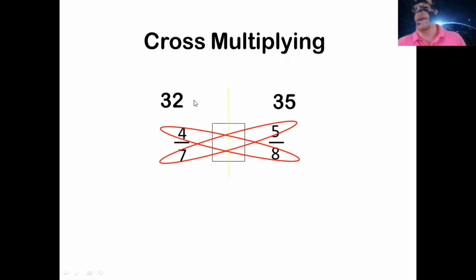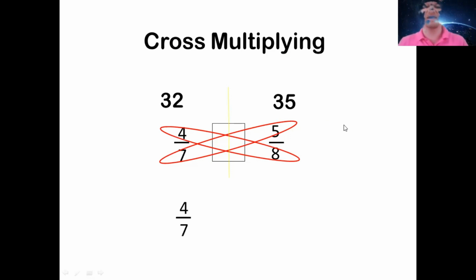And you can see we put the answer above the numerator that we are using to multiply. So in this case, 4 is the numerator, multiplied by 8, the denominator, 32. So we put 32 above the numerator 4. Same for 35. We put 35, the answer, above the numerator 5. Okay, that's an important thing to remember.